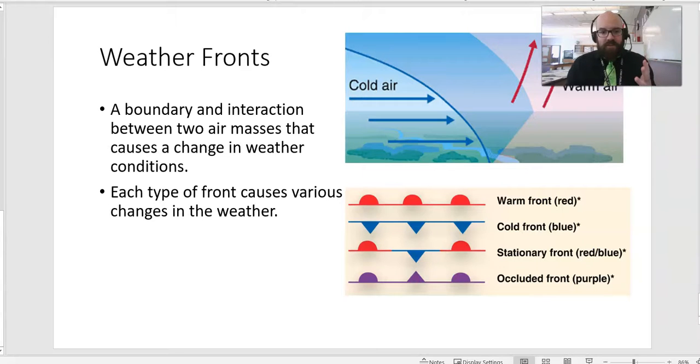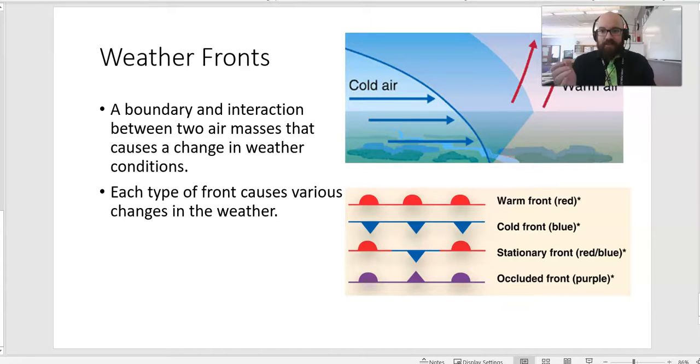You've probably often heard the term front and have seen symbols like those shown on the slide here on a weather report, or you've heard the term cold front or warm front. So we just talked about air masses, which are huge masses of air that have certain qualities of cold or warm or wet or dry. When two air masses meet or collide, the boundary between them, that's called a front.